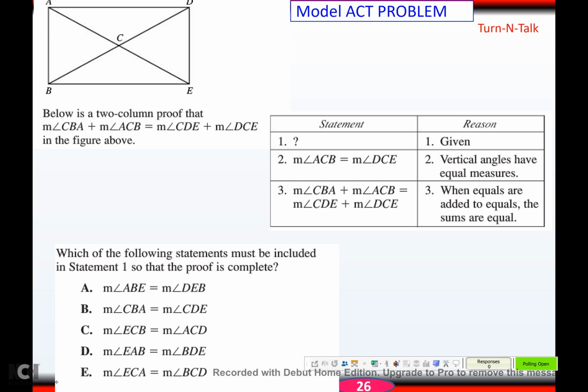Alright, so, oh, we're at ACT. So go, try this one, hit pause, come back when you're ready.